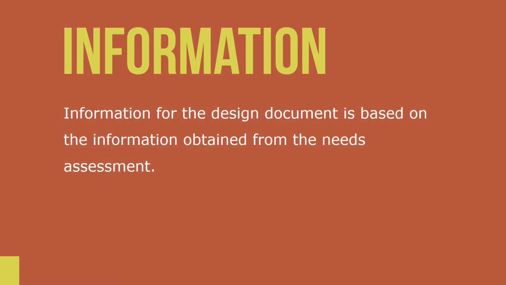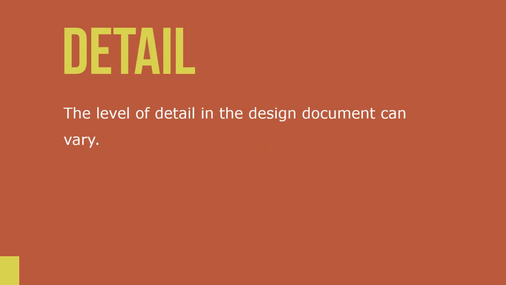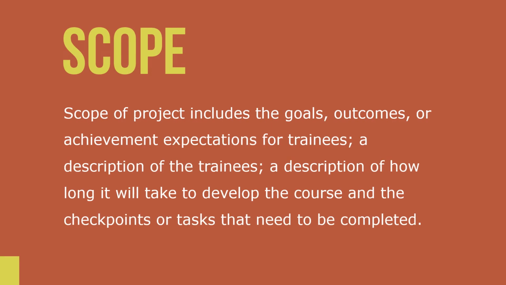Information for the design document is based on information obtained in the needs assessment. The level of detail in the design document can vary. Scope of the project includes the goals, outcomes, or achievement expectations for trainees, a description of the trainees, a description of how long it will take to develop the course, and the checkpoints or tasks that need to be completed.